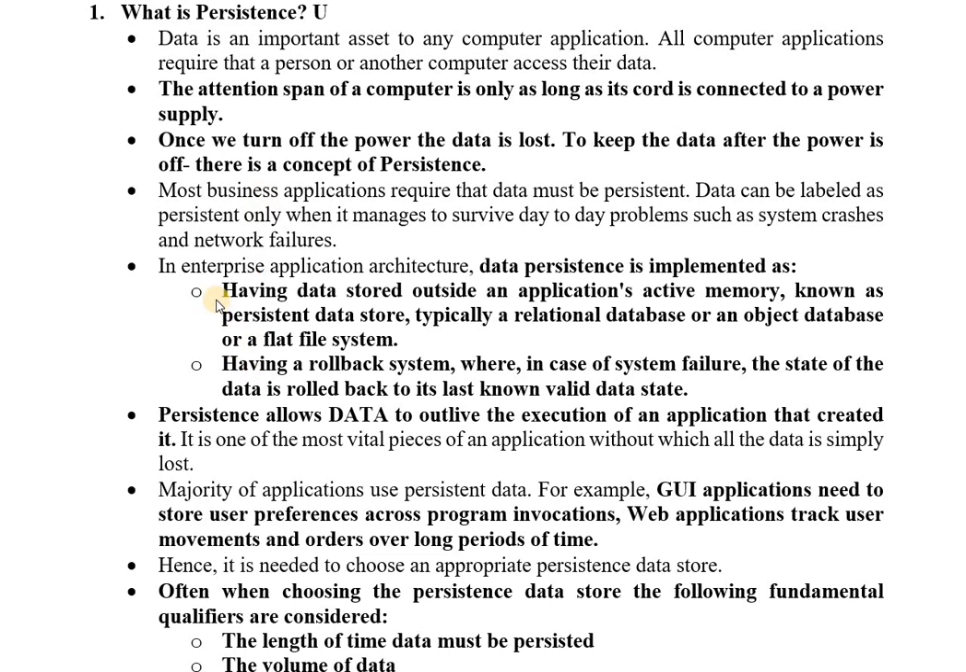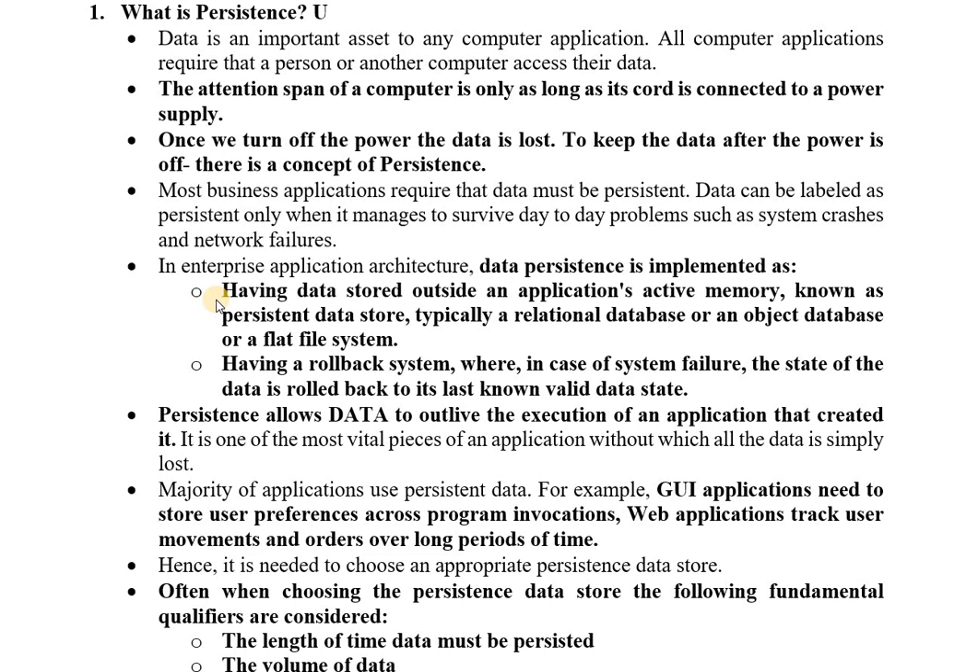Now, whenever we want to store the data outside the application's active memory, then that memory is called a persistent data store, because even after the application shuts down, even after the program shuts down, the data in this memory will stay. It will still be there. What are the examples of persistent data stores? Your relational database, your object-oriented database, or your flat file systems.